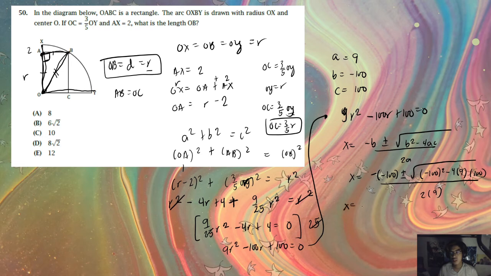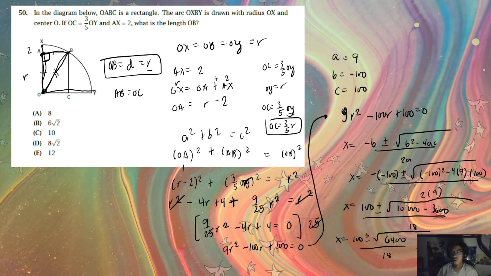Therefore x should be equal to positive 100 plus or minus the square root of, so what's 100 squared? I think that's 10,000, but let's just check. So that's 10,000 minus 4 times 9 times 100, so that's 3,600, all over 18. So x is equal to 100 plus or minus the square root of, what's 10,000 minus 3,600? That's 6,400, all over 18, and that gives us 100 plus or minus 80 all over 18.